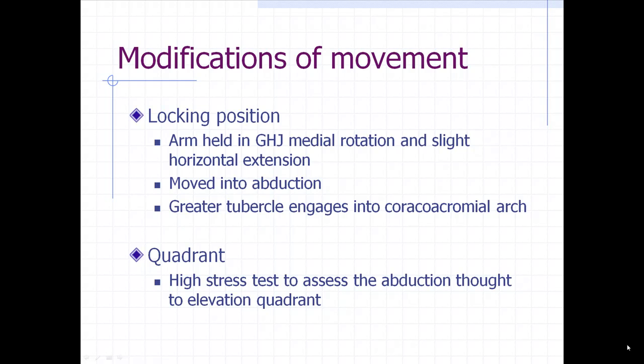The quadrant is a continuation of this test. As we move from an abducted through to a fully flexed position, the greater tubercle will roll around the coracoacromial arch, and tension in the capsule will cause the arm to describe a specific movement pattern. This is a high stress test, and it will stress a number of structures: the capsule, the subacromial structures, and so on.